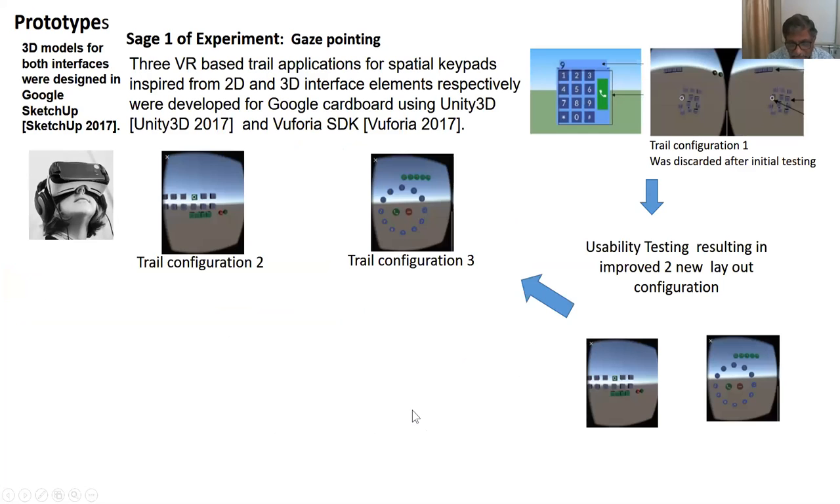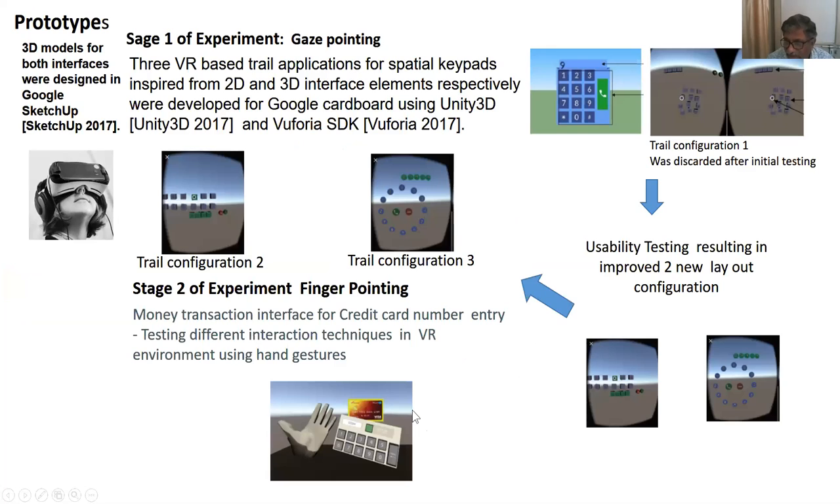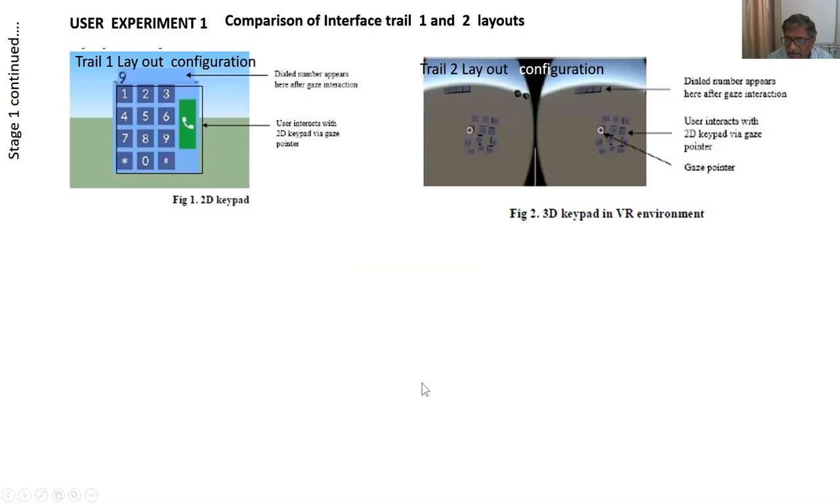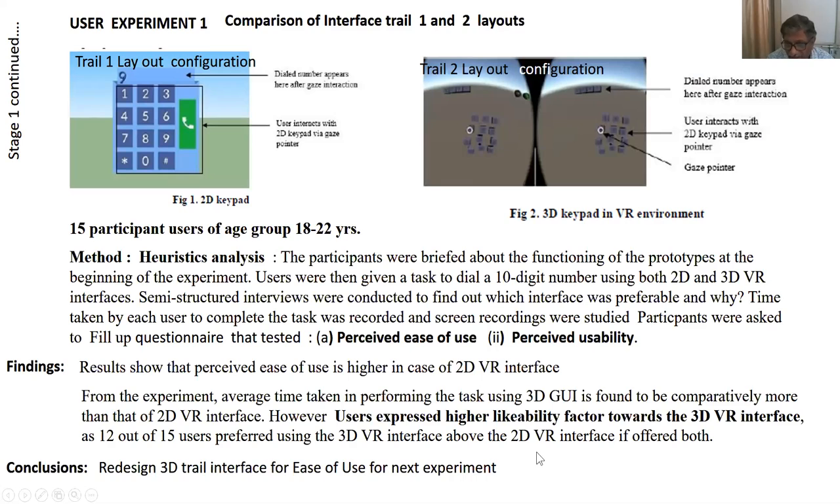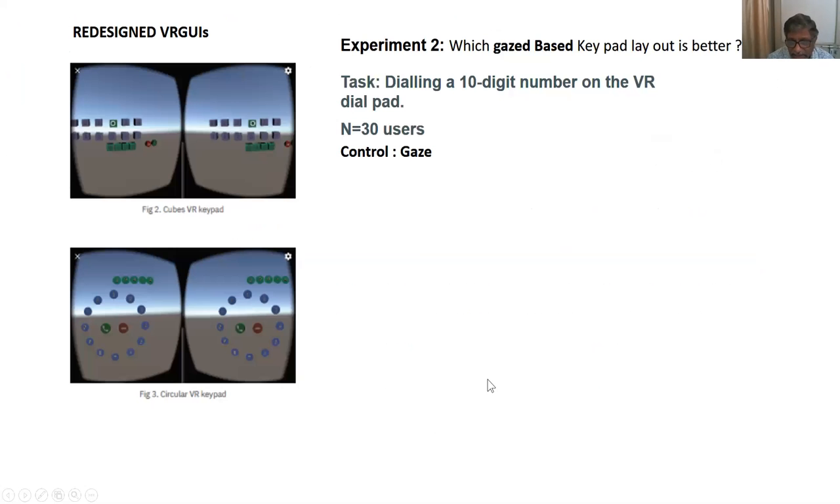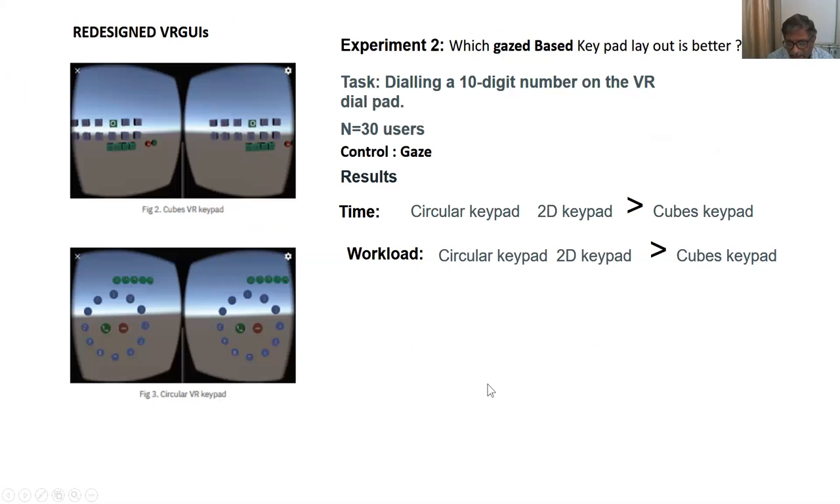These two configurations are what we tried to find out. This is the view through the Google Glass head-mounted device, and this is the eye gaze. Perceived ease of use and perceived usability is what we wanted to find out. I will not go into the detail of the experiment. I'll come to the result directly. We were trying to calculate the ergonomics, the workload, the cognitive load.